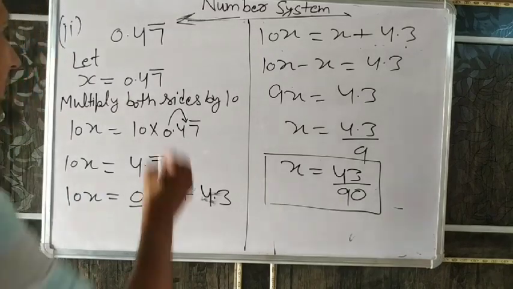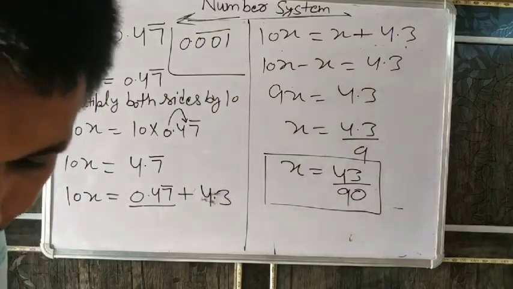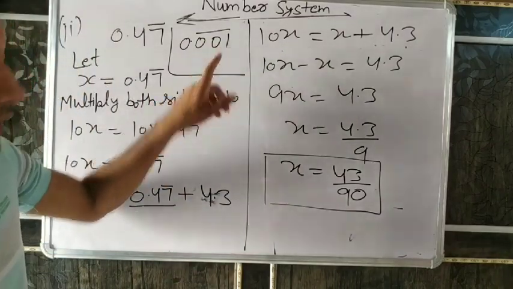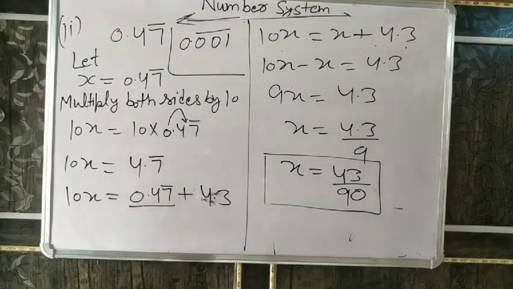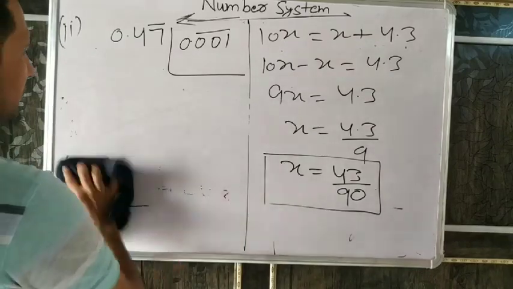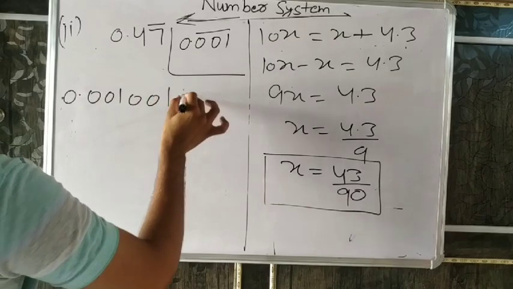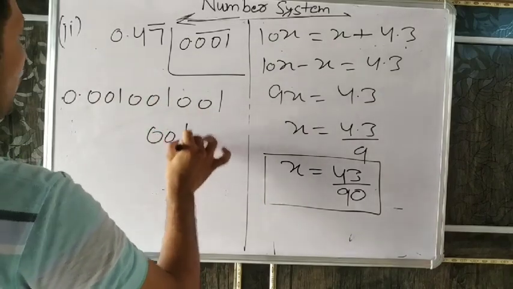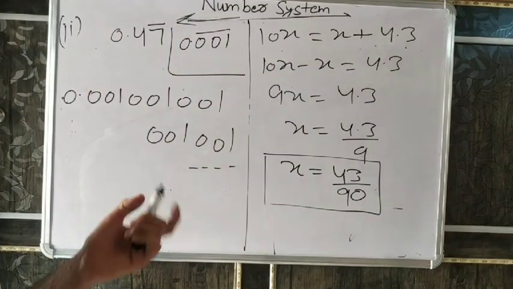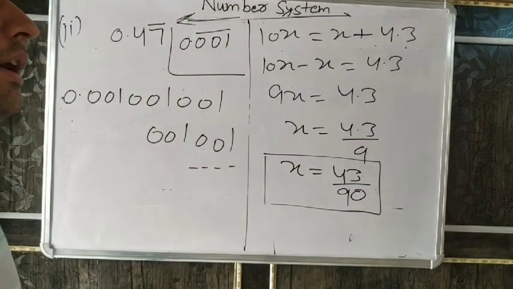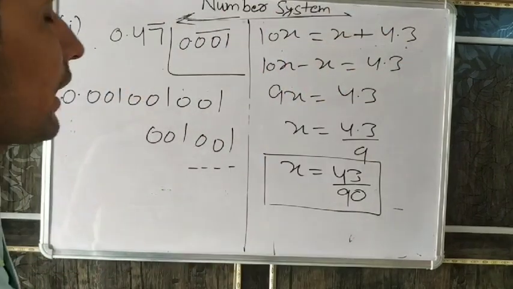In the third part, what is given? 0.001 bar, I think this is given. How many digits are repeating? Three digits are repeating here: 0.001001001, never ending, dot dot dot. Do it yourself. First check how many digits are repeating, multiply both sides by the right power of 10, and after multiplying the decimal shifts to the right.